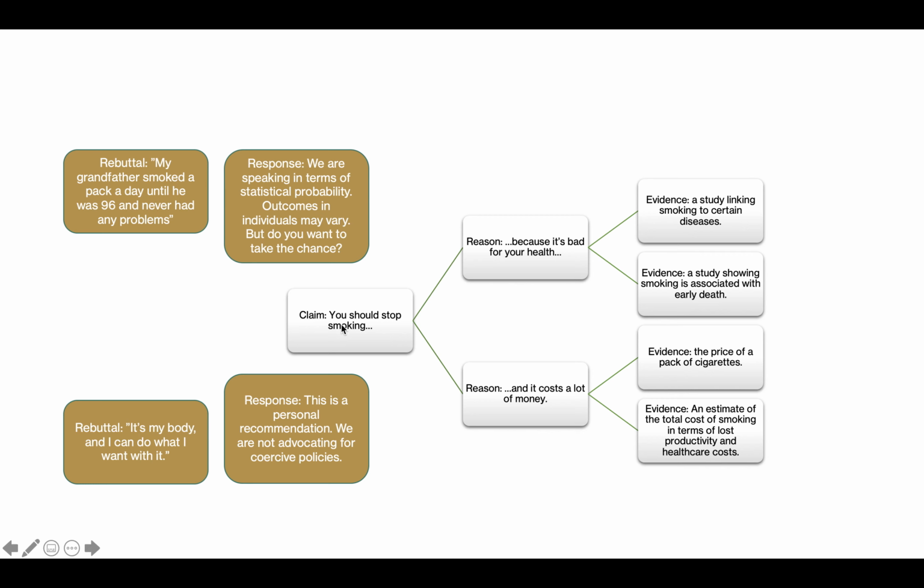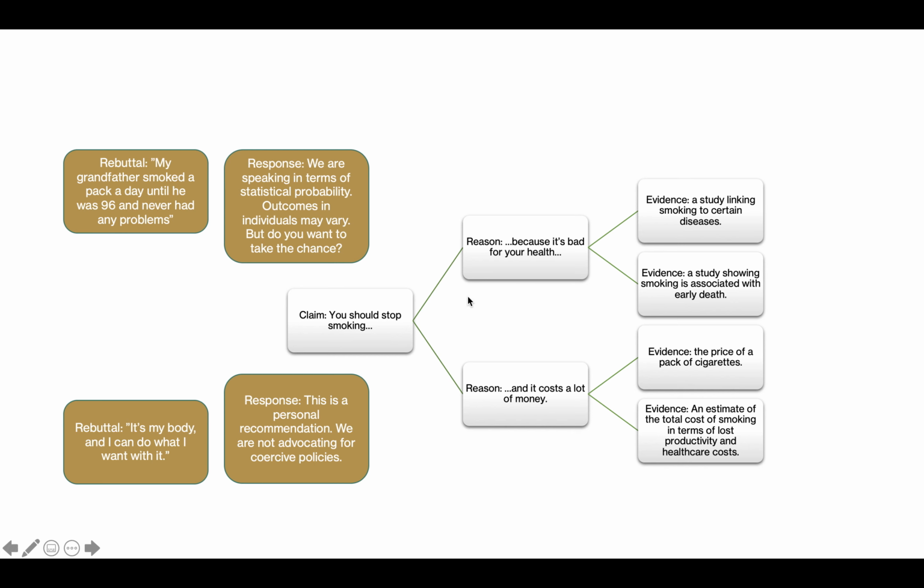Okay. Likewise, my friend may just look at this entire argument and say, well, listen, it's my body and I can do what I want with it, and that's absolutely true. But I can simply say, well, I'm just making my personal recommendation because I care about you. I'm not suggesting that smoking ought to be completely illegal or that you ought to be thrown in jail for doing it. I'm just saying that I care about you and I would like you to stop smoking.